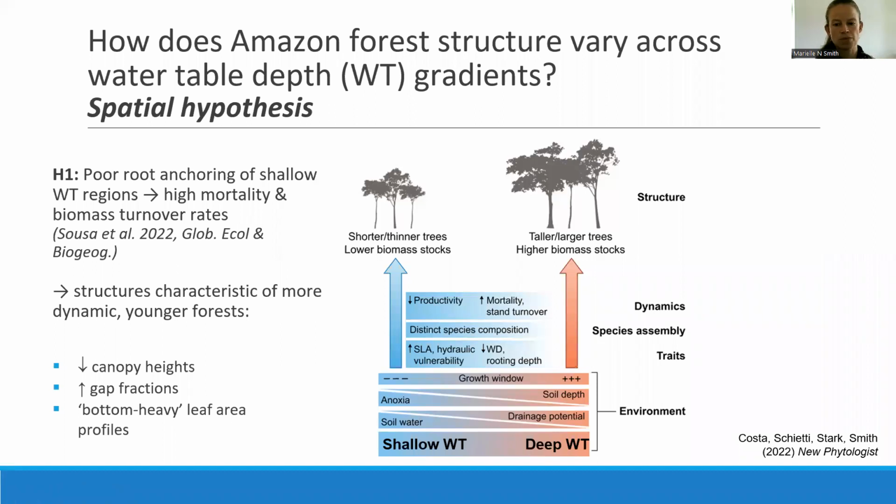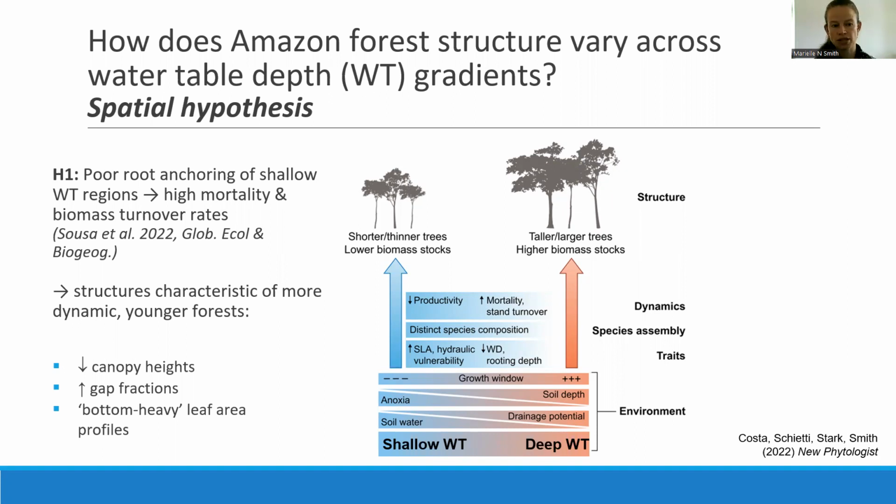So firstly, let's go into the spatial hypothesis for forest structure. And that is that shallow rooting depths and unstable waterlogged soils of shallow water table depth regions give rise to higher tree mortality and turnover rates in forest structures. That has been highlighted in a paper led by Tayani Souza recently, the increased mortality and biomass turnover rates of shallow water table depth forests.